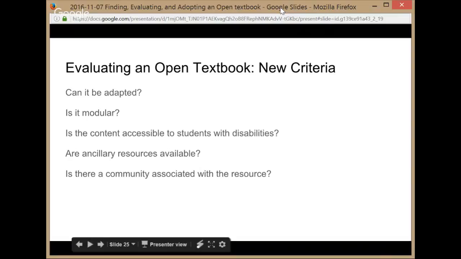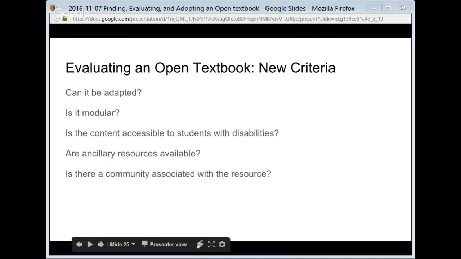If the text involves web resources and video resources, it becomes more important than ever to check whether it's accessible, particularly for students with disabilities. So does it have alt tags for screen readers? Is there closed captioning available for video content? And that sort of thing.